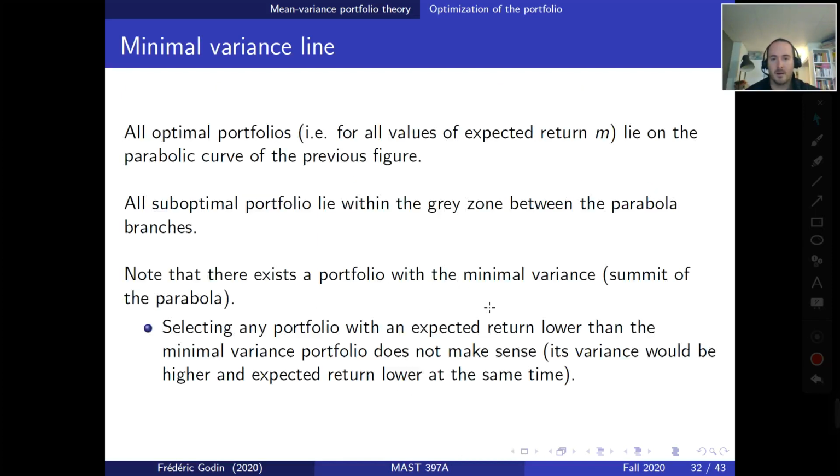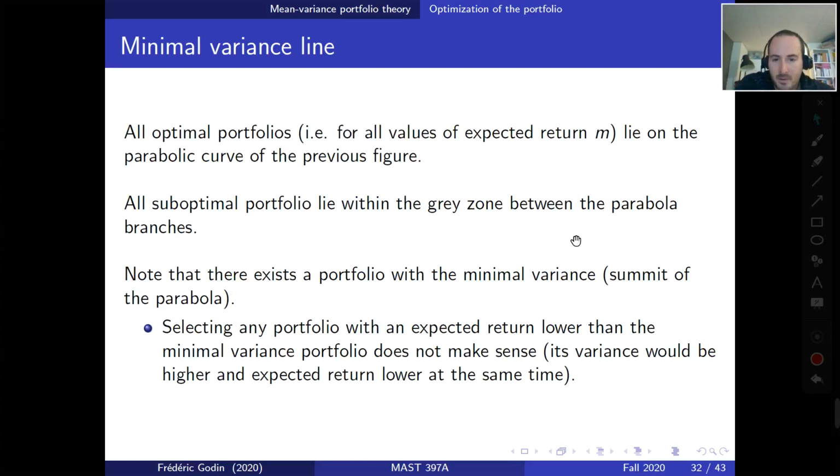So this is what we just said. All the optimal portfolios lie on the curve, whereas all suboptimal portfolios, which have a higher variance than the minimal attainable variance for a given portfolio return M, lie within the gray zone.